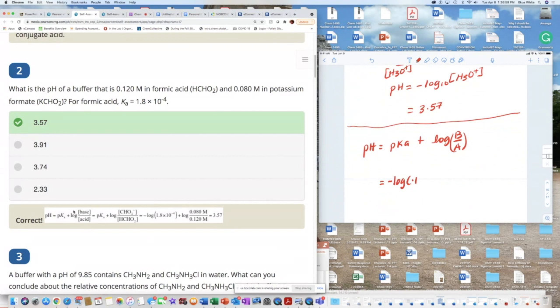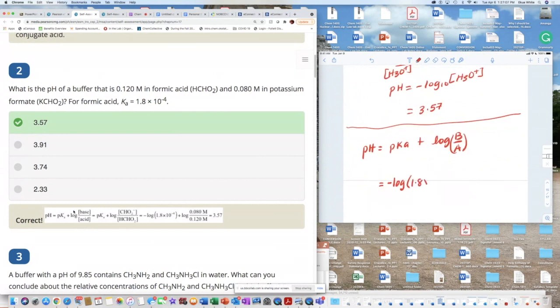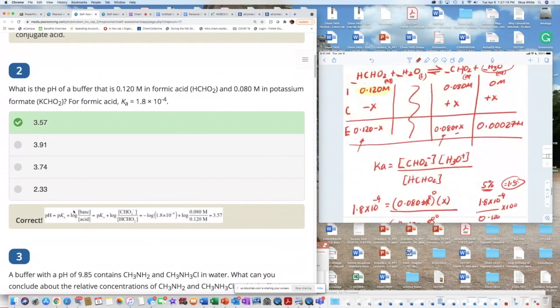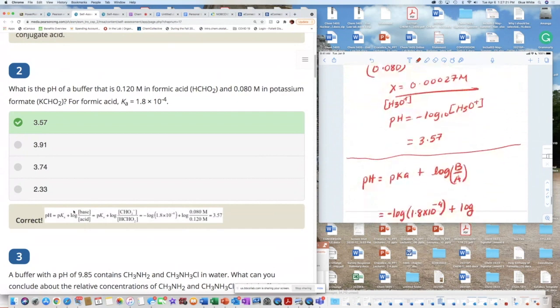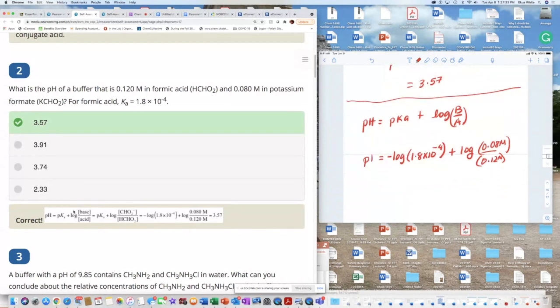Remember, I'm just doing a review right now. You still have time between now and your exam, so you can go over this again. 1.8 times 10 power -4. Only in the buffers do you have more than one way to solve for this. And then base and acid, let's see. Our acid is going to be our weak acid, which is going to be our 0.12, and then the base is going to be the 0.08 molar up here. So you can use either this method to get the same answer.